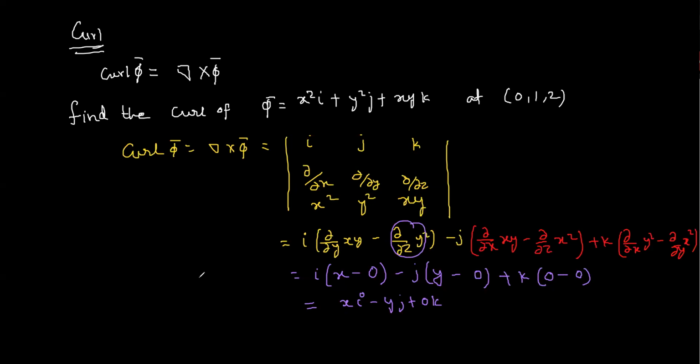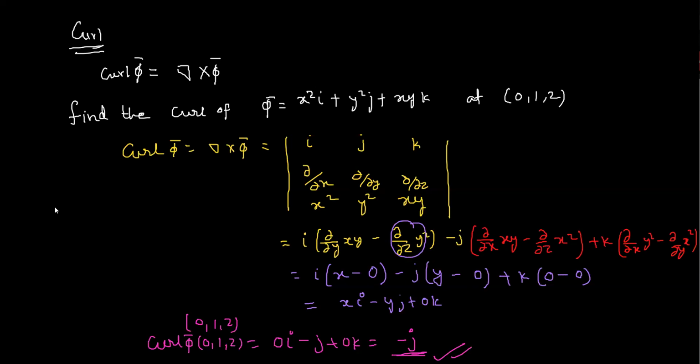Understood? Okay. Now curl at which point? 0, 1, 2. When you put 0, you will get 0i minus j plus 0k. So this is your final answer. Minus j. Understood?